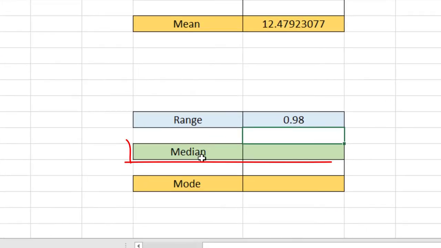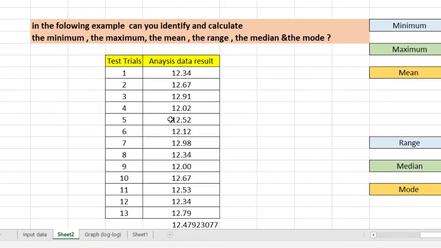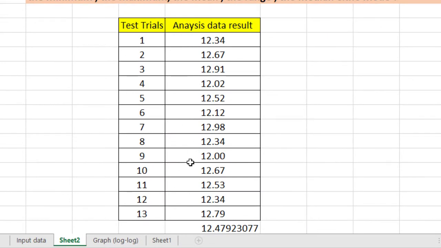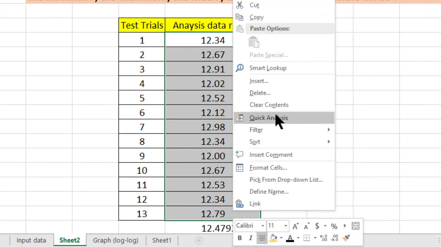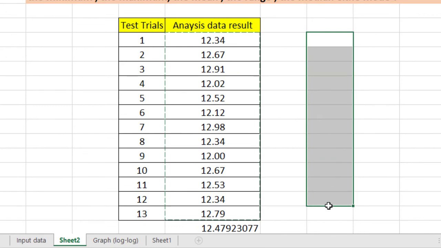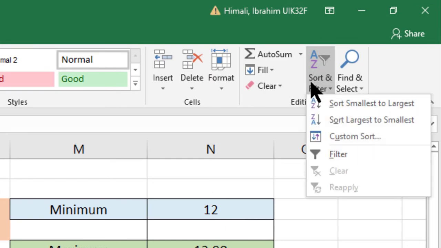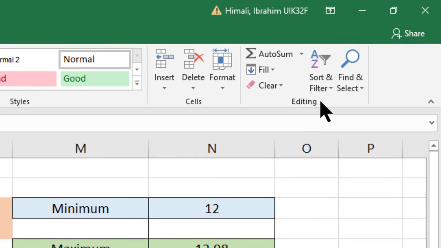The next one is the median, and how am I going to calculate the median? The median is actually the middle number among all those measurements. What does that mean? I have 13 trials here and I need to find the median among them. So what I'm going to do is highlight those, copy them and put them in here, for example. Okay, and I'm going to sort them from the smallest to the largest.